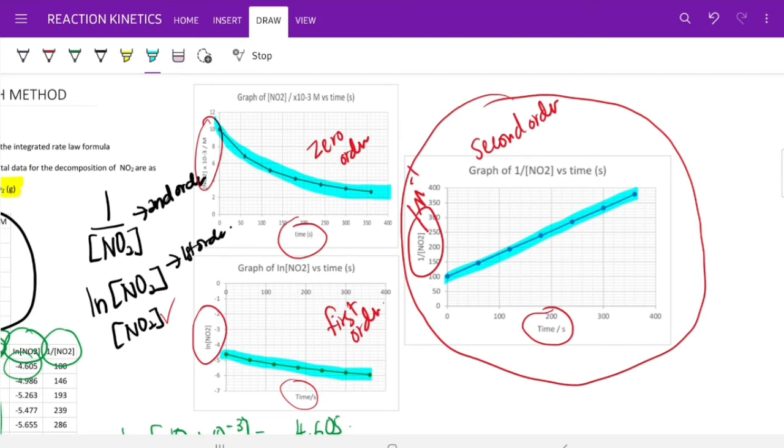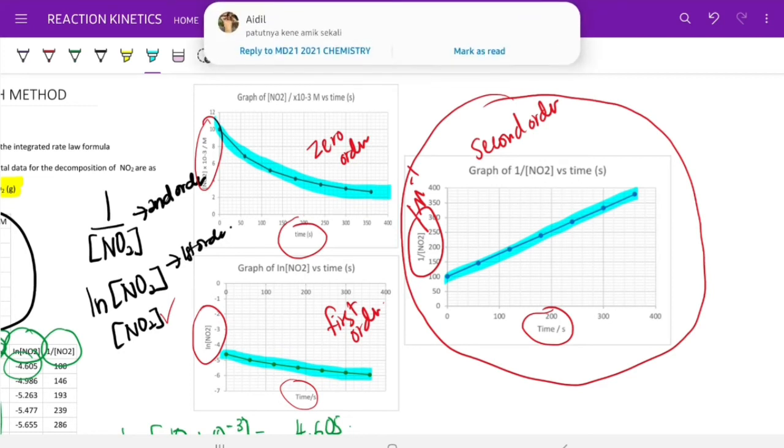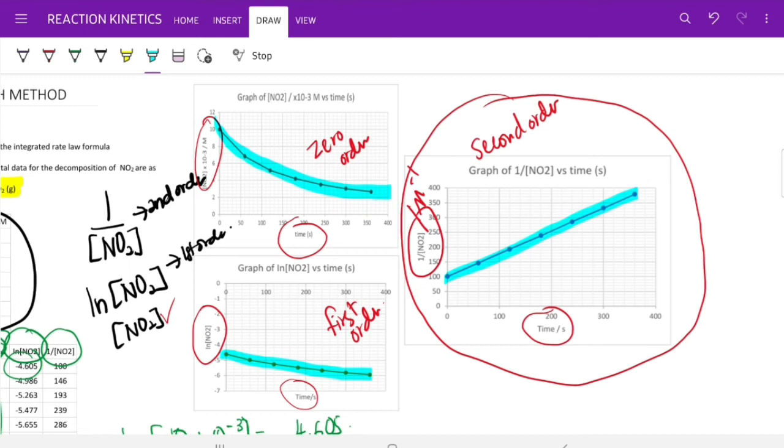So this is what I tried to say. You need to plot at least more than one graph. At least two graphs is compulsory. For example, if I plot first order and second order, and I found out that it shows a linear graph in my second order reaction, then I can make a conclusion that my nitrogen dioxide decomposed at the second order. If these two different graphs do not show any linear graph or straight line, that means the other graph that you did not plot is the order of the reaction. I hope it's already clear to you.